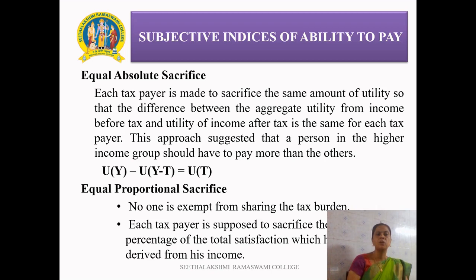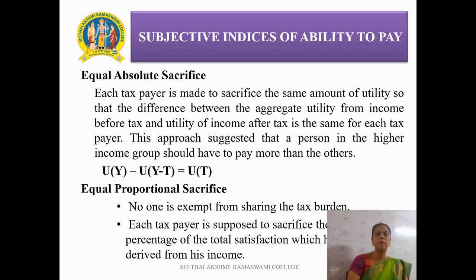Here u is the total utility, y is the income before tax, y minus t is the income after the tax, t is the amount of tax. This condition should be same for all taxpayers. Under this approach, no one is completely exempted from paying tax. This means all taxpayers in the society pay some minimum amount of tax to the government.